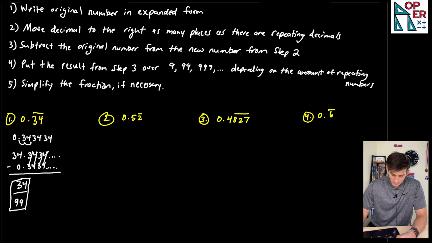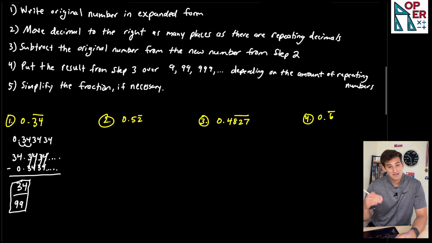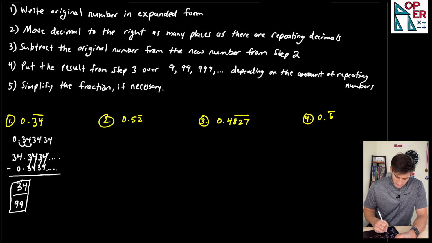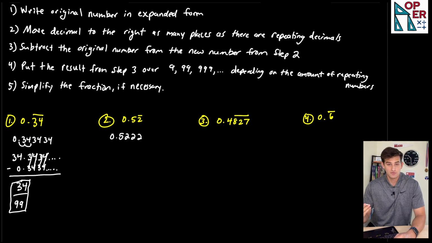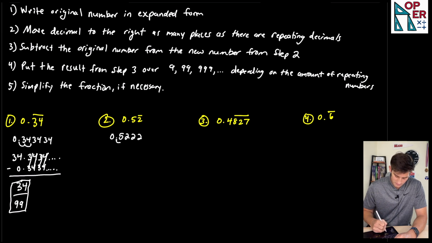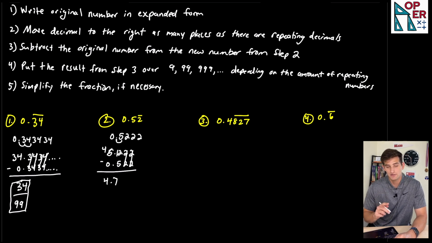All right, number 2. 0.5, and now just the 2 is repeating. So when we expand this, we're going to say 0.5222, and so on, with just 2's repeating. Now let's move the decimal just 1 place to the right because only the 2 was repeating. So now we have 5.222. Now let's subtract 0.5, 2 repeating. These 2's will cancel, but we're going to have to borrow here, and we're going to get 4.7. Now we had 1 digit that repeated, so our denominator should be a 9.